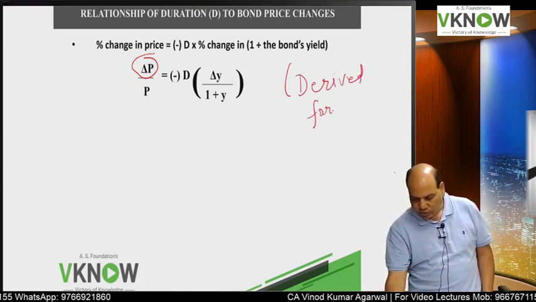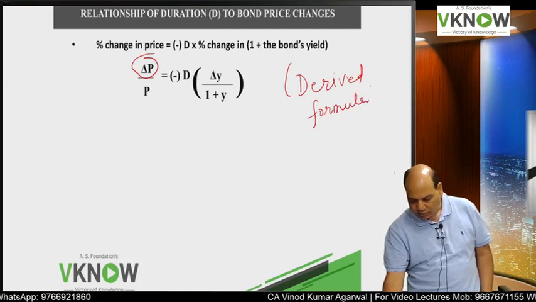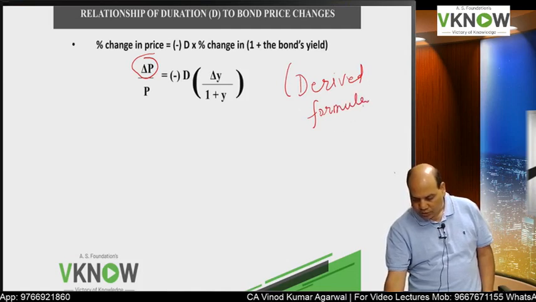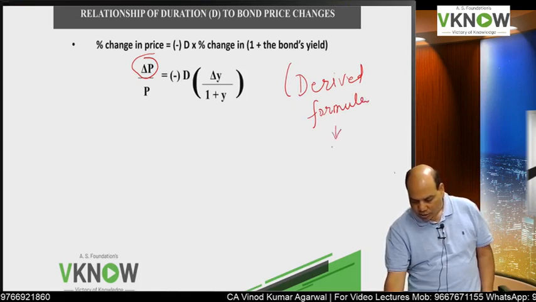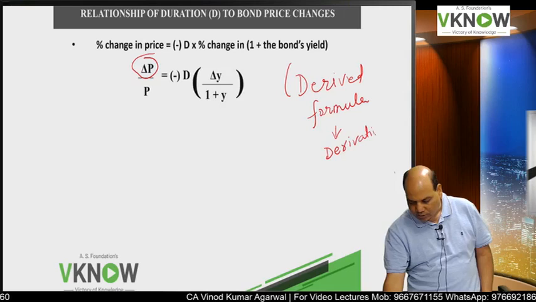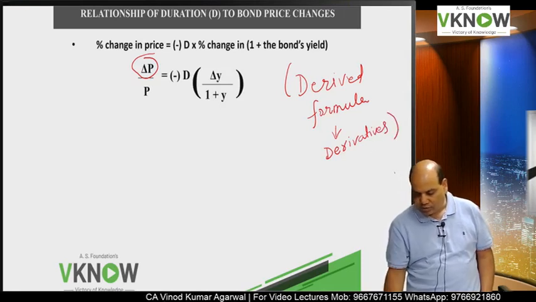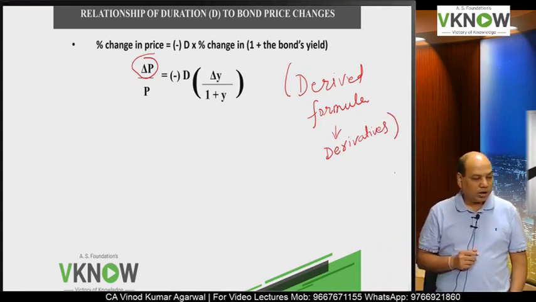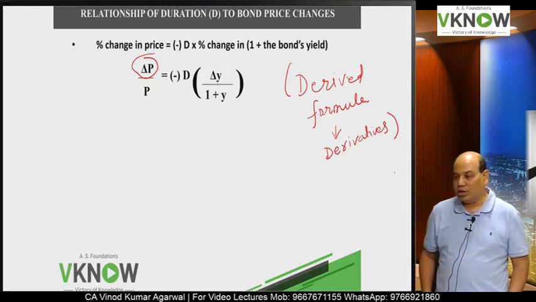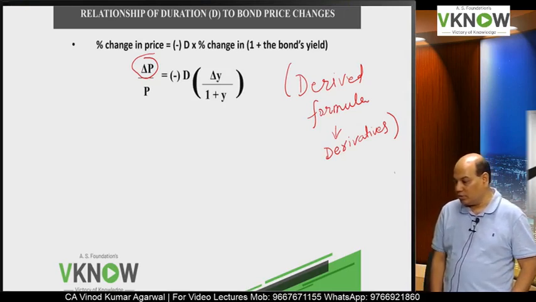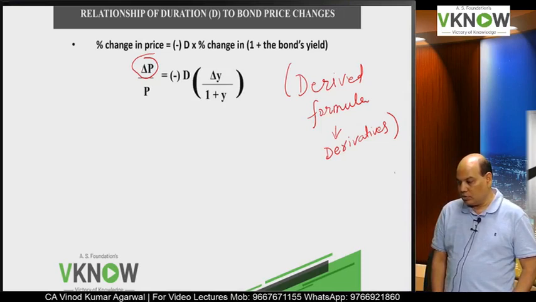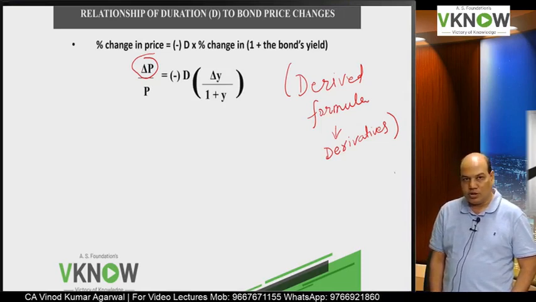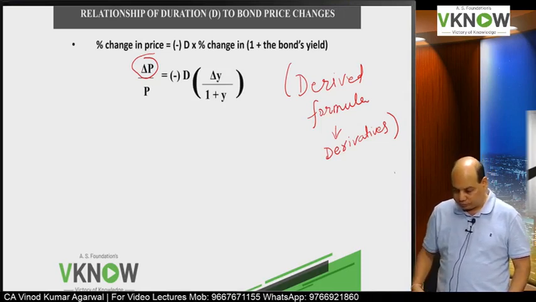So we will not be able to derive it in the classroom because the source of this formula is in 12th standard mathematics or in CA foundation mathematics. There was a topic called derivative and integration. So the formula has come from there. So right now neither you nor I know anything about derivative and integration. So this is the relationship between change in the price of the bond and duration.